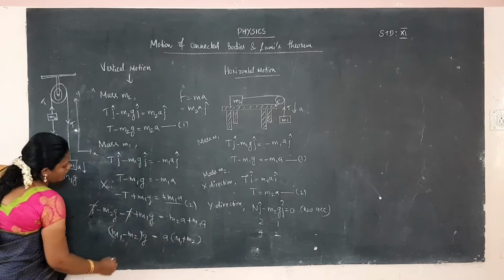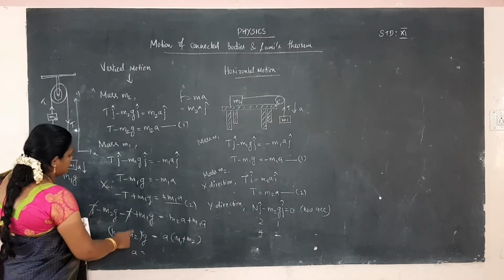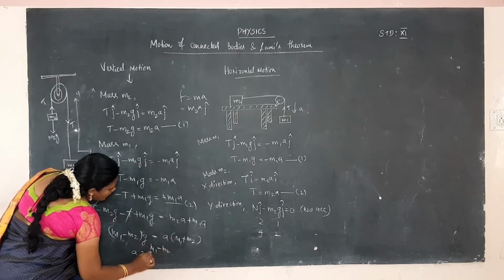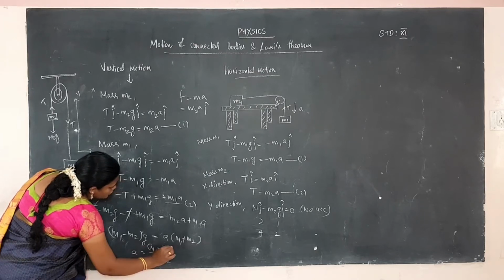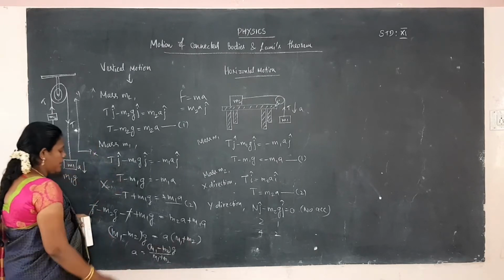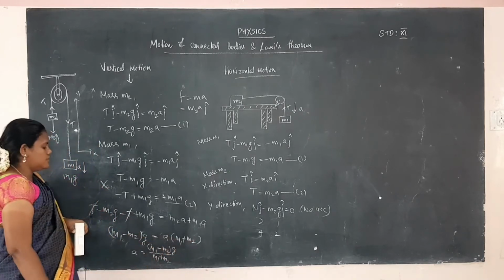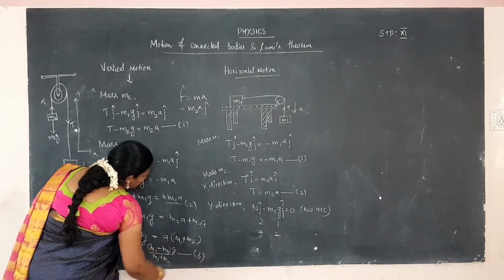Now we want a. So a is equal to m1 minus m2 by m1 plus m2 into g. Okay, this is called the a value. That a value will be taken as equation 3.